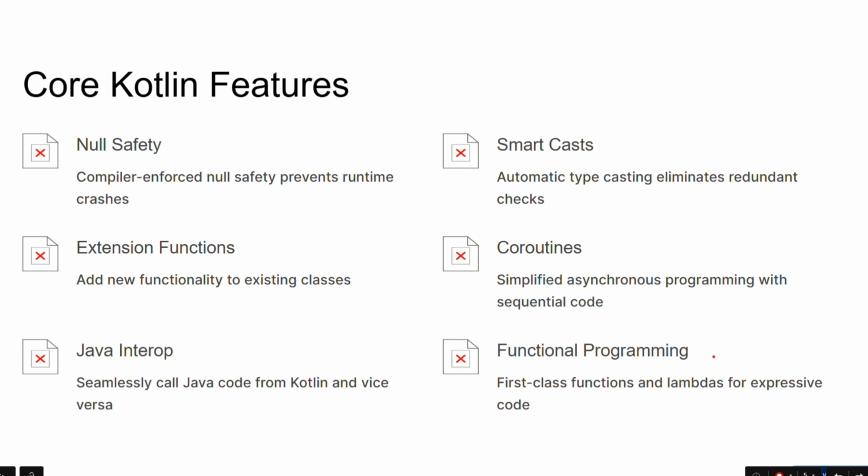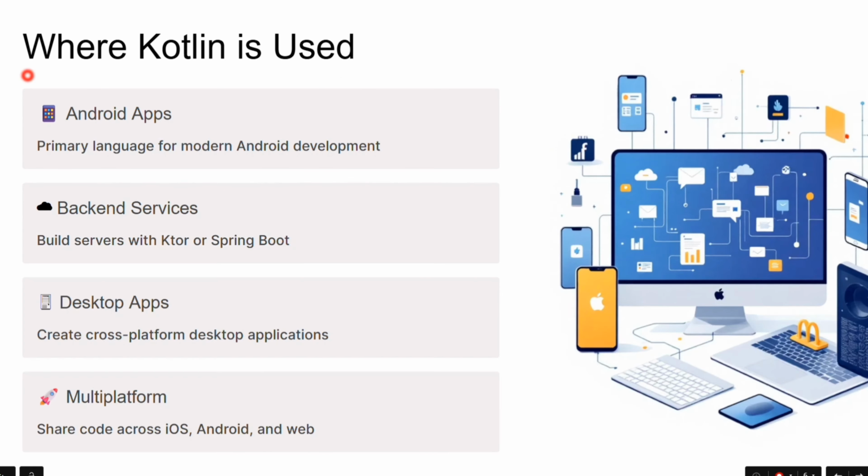So it provides functional programming. If you know about programming, there are multiple types of programming, and two famous types are functional programming and object oriented programming. So it provides both features, functional and object oriented. Now where is Kotlin used, and is it really helpful for you to learn? So let's talk about it.